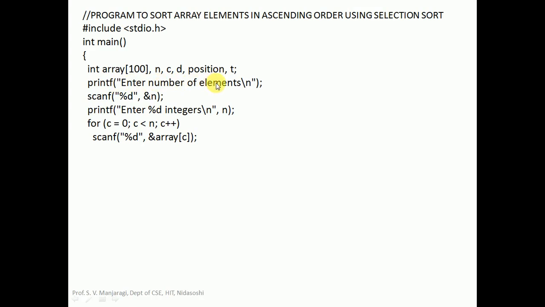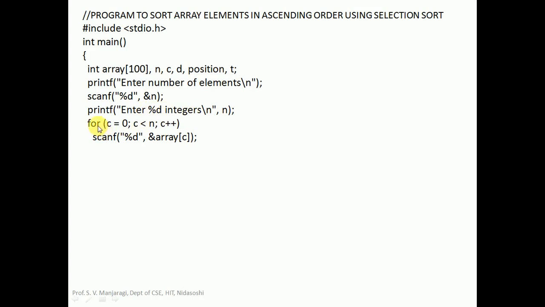Printf, enter the number of elements. Scanf, read the value for n here. How many elements do you want to take in the array? Just read it. Enter the array elements. There is a placeholder %d, we have to substitute n here. If you take n equal to 5, it will become enter 5 integers for the array.